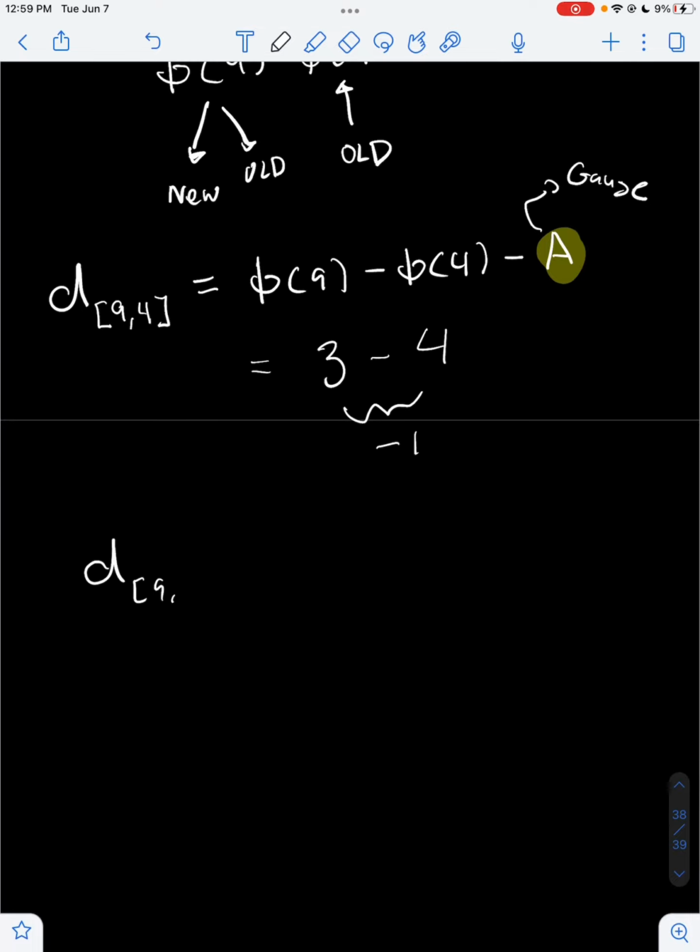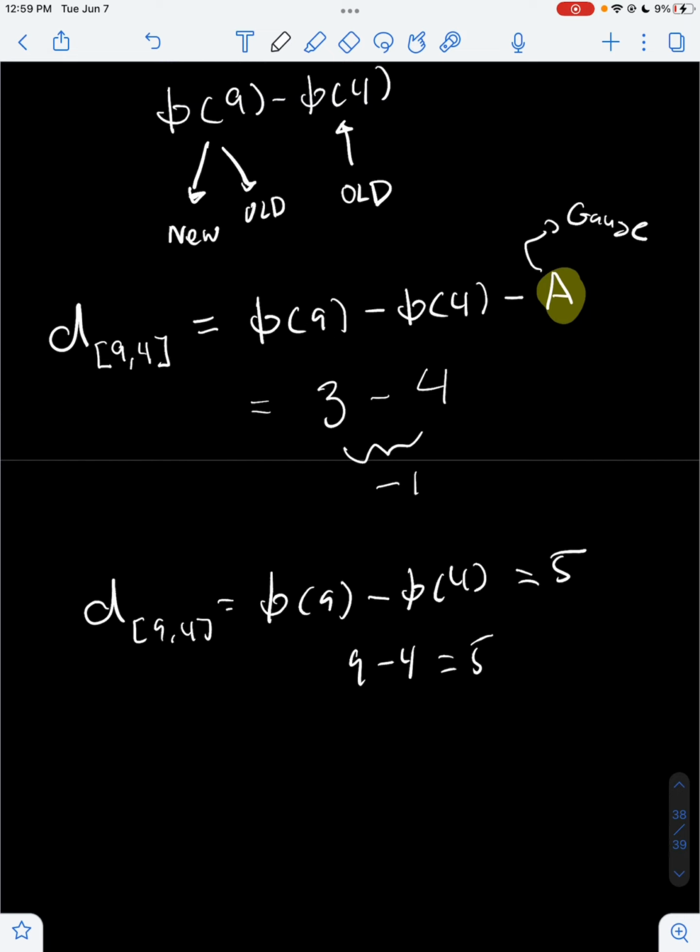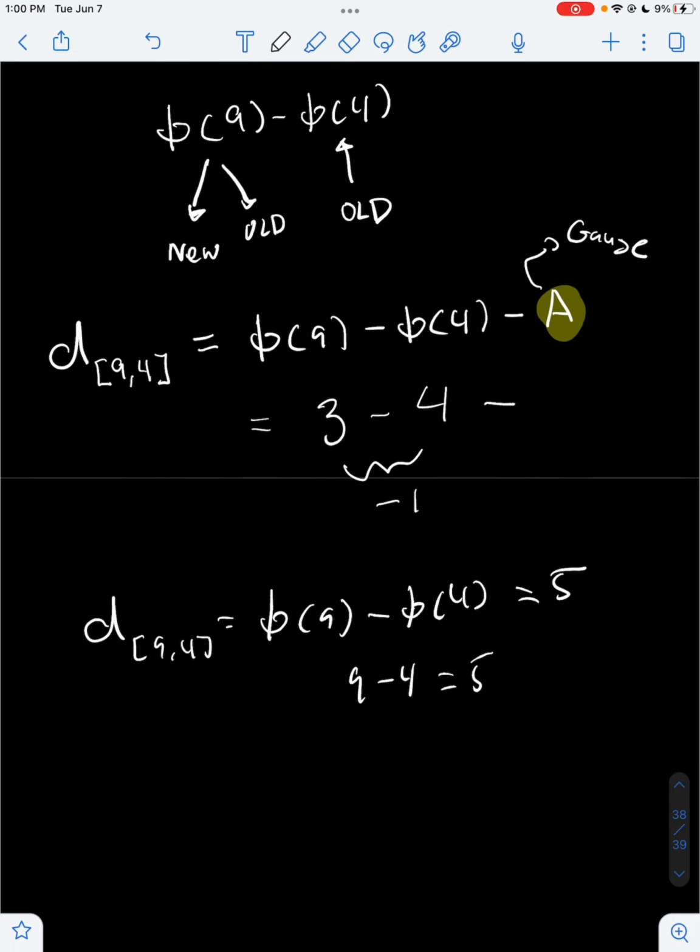So we had phi of 9 minus phi of 4, and we found that to be equal to 5, since 9 minus 4 is 5. So this means that this minus a term has to be equal to minus 6. Because minus 1 minus minus 6 is the same as minus 1 plus 6, which equals 5. So by setting a to be minus 6, that will correct our problem and allow us to still get the same value even when we change our coordinates.